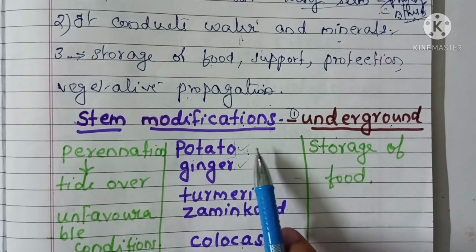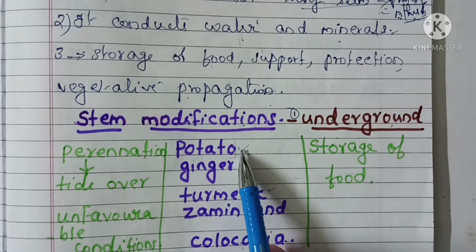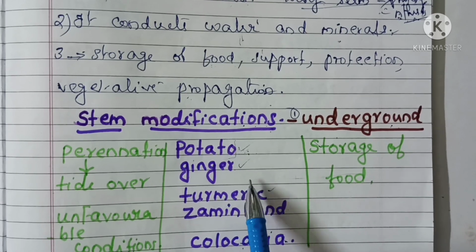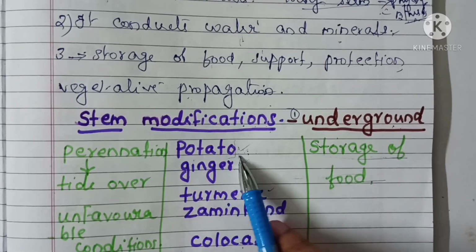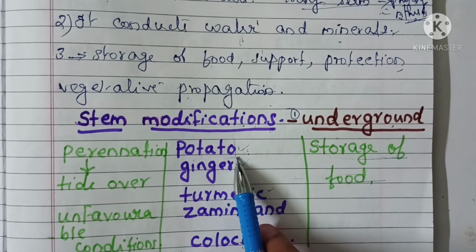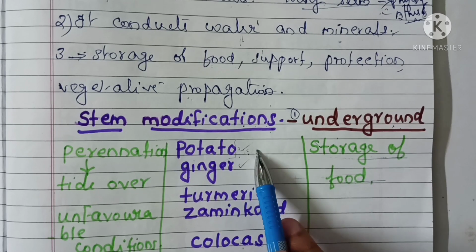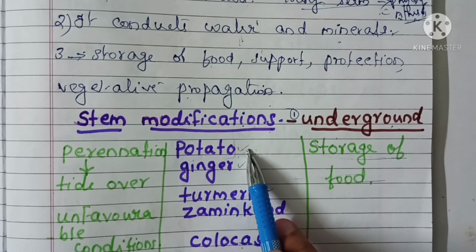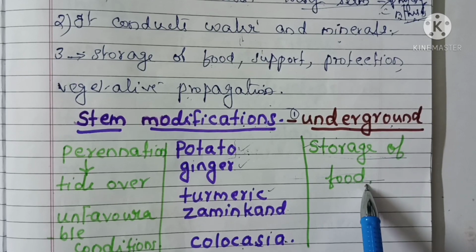So what is their function? Why are they seen inside the soil? For everything there should be a reason, isn't it? Even though it's a plant, they have something for doing this underground. So what is that? First one is storage of food. Why are you taking potato? Because there is food, isn't it? Potato is rich in starch. That is why we are eating potato. So what is this plant doing? They are storing their food inside the soil, that is underground, that is potato. That is what we are eating. So the first function is storage of food.